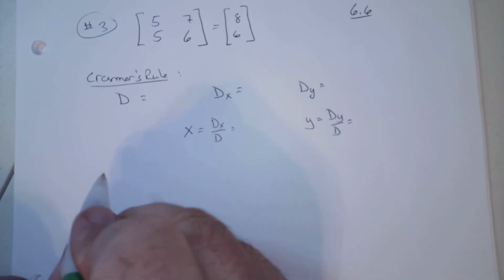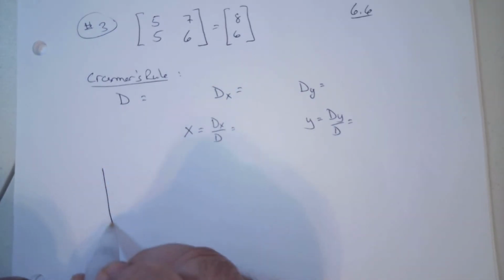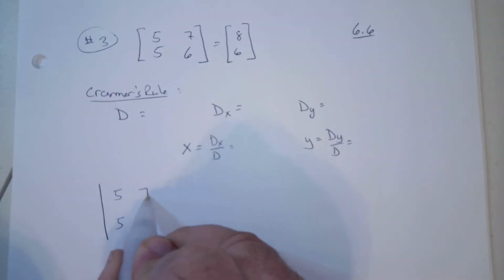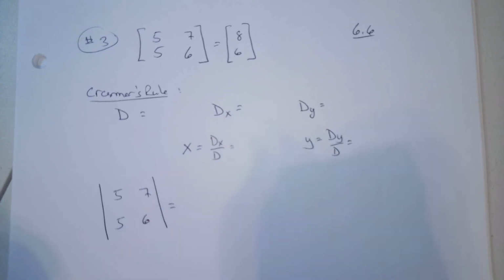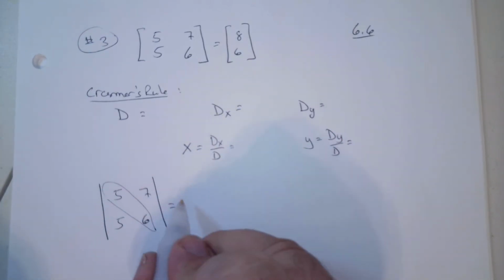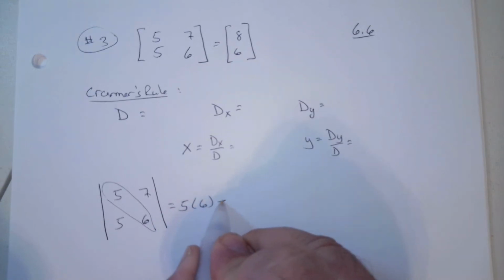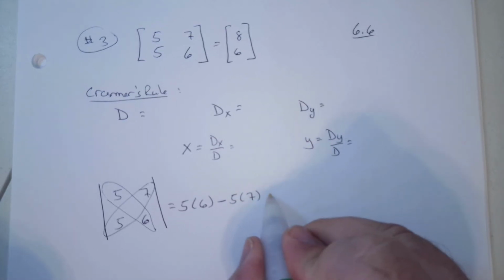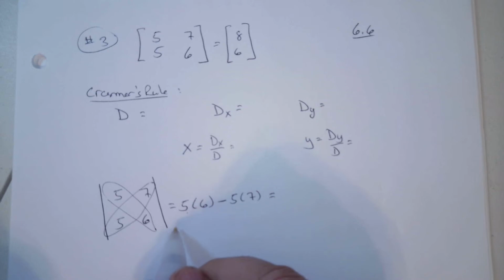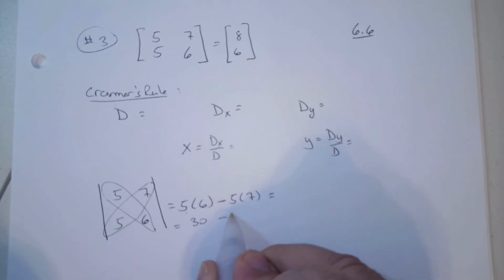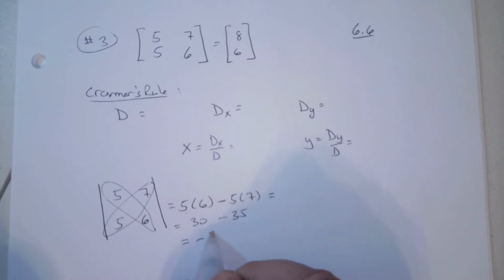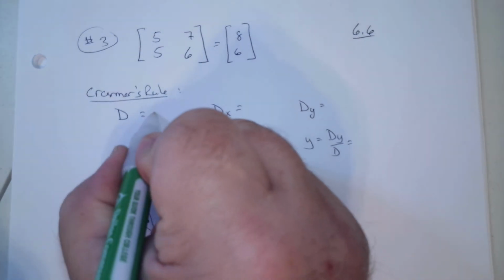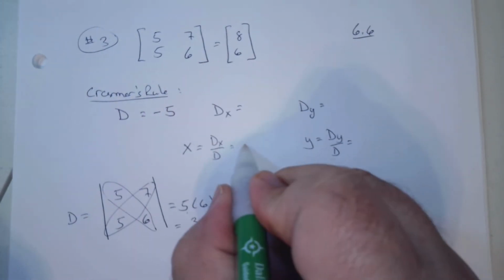So let's begin. The main determinant, d, is of this original matrix, 5, 5, 7, 6. So 5 times 6 minus 5 times 7. 5 times 6 is 30, minus 35 equals negative 5. So that's d. That's our denominator.